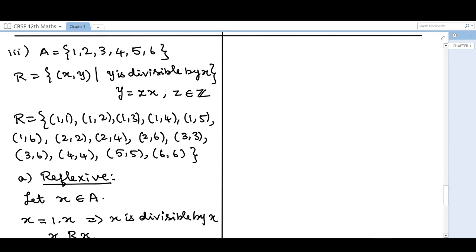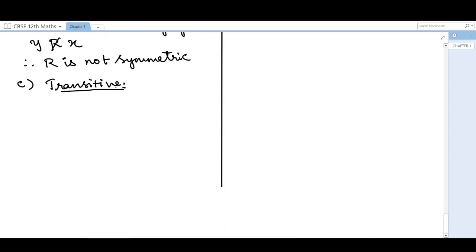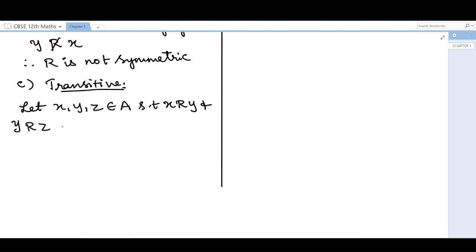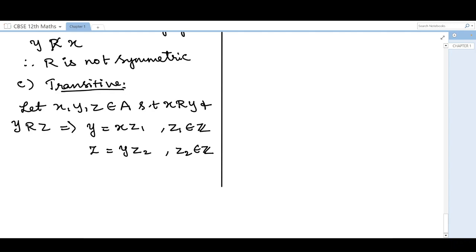So from this what we could conclude is the given relation R is transitive. So let us prove that. Let X, Y, Z belong to the set A such that X is related to Y and Y is related to Z. From this what we could conclude is Y can be written as a multiple of X, X times Z1, where Z1 is an integer, and Z can be written as a multiple of Y, Y times Z2, again Z2 is an integer. Now I have to verify whether X is related to Z. So Z should be written as a multiple of X.